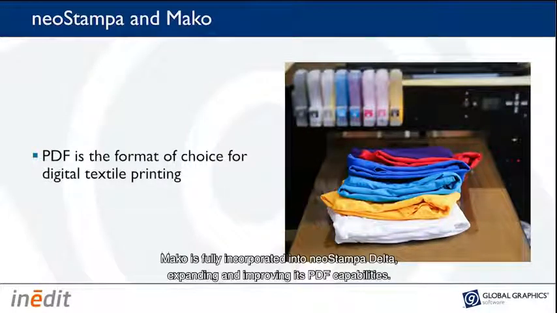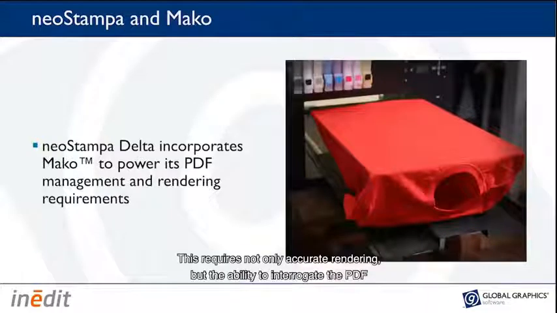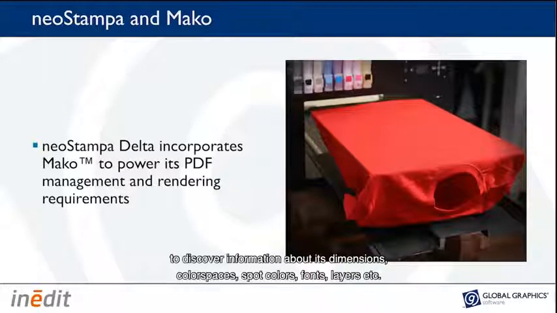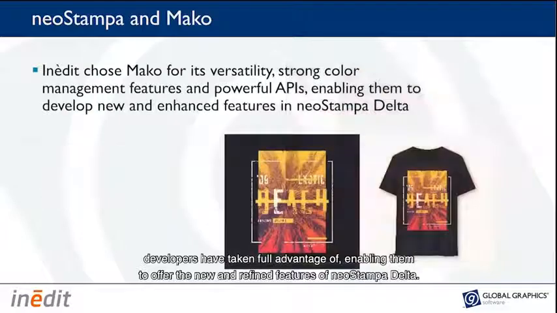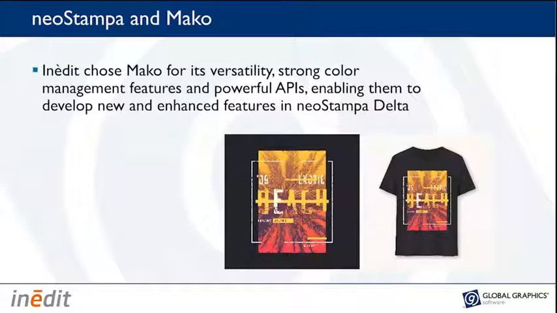Mako is fully incorporated into NeoStampa Delta, expanding and improving its PDF capabilities. This requires not only accurate rendering, but the ability to interrogate the PDF to discover information about its dimensions, color spaces, spot colors, fonts, layers, etc. Mako offers all this and more through a rich set of APIs that the InEdit developers have taken full advantage of, enabling them to offer the new and refined features of NeoStampa Delta.